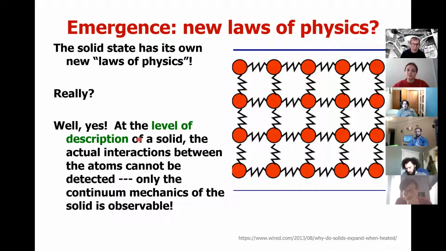And so at the level of a description of a solid, that's all you have. You just have the solid, and you've now lost the memory of what happens on smaller scales, and all you can see is the continuum mechanics of the solid. So they really are new laws of physics at that level of description. And in fact, I'm going to show you in a minute, whenever you talk about the laws of physics, you have to talk about what level of description you're talking about. And in some sense, all laws of physics are emergent. So I'm going to get to that in just a minute.